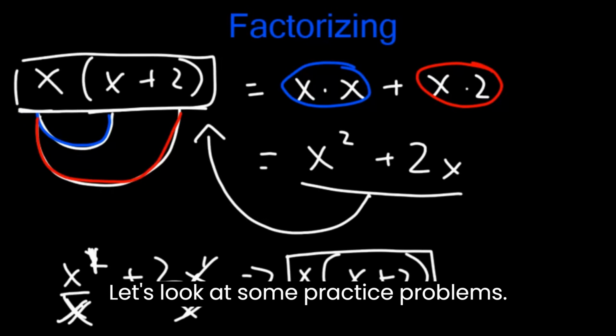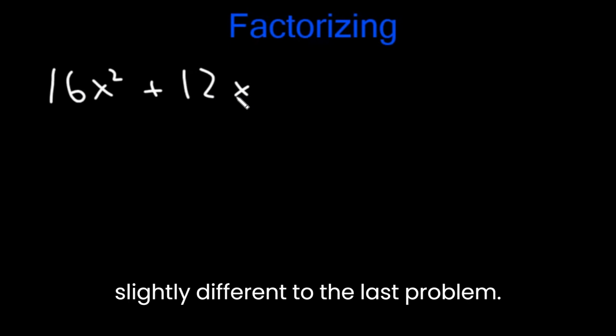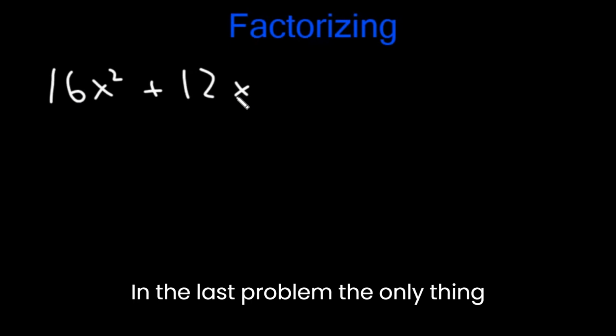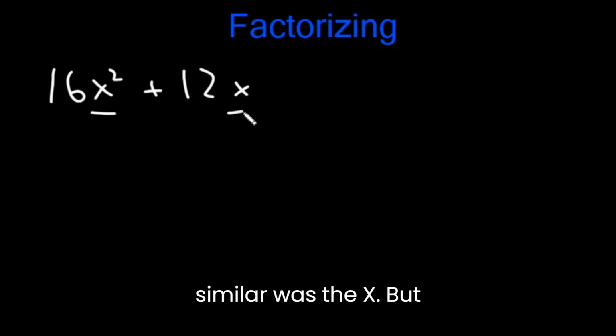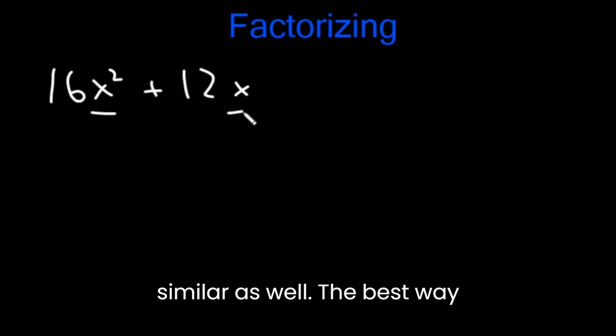Let's look at some practice problems. So let's say we have 16x squared plus 12x. Now this is slightly different to the last problem. In the last problem, the only thing similar was the x. But here, you have some numbers that are similar as well.